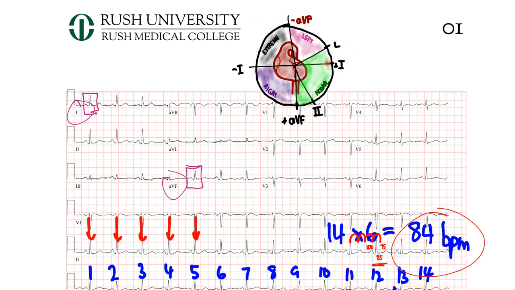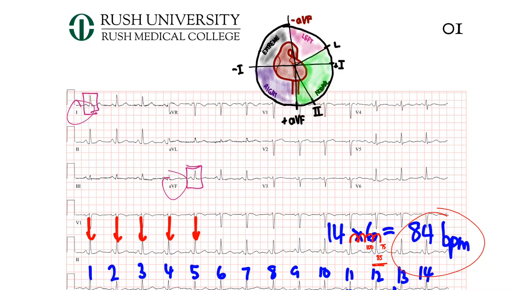Now, what if 1 is positive and F is negative? Then we're in this one here where it could be left or it could be normal. How do you tell the difference? Well, this line here is the line of difference. So there's two things you can do. You could either look at L, AVL, and see if it is neither positive nor negative, meaning it is equally positive and negative. Or you could look at 2.